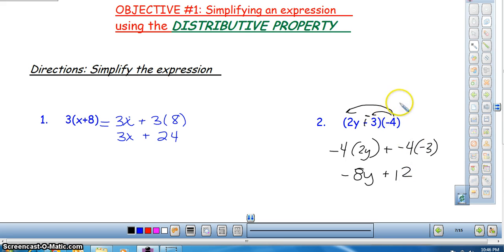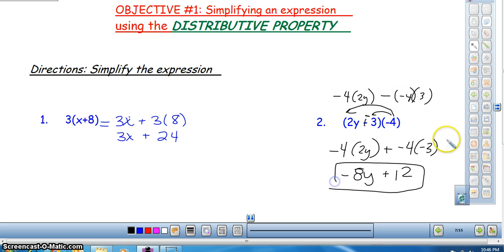Someone else said, well, Mrs. Thompson, can I think of it this way? Taking negative 4 times 2y, and then leave it as a minus. But then remember, you have to put the negative 4 times the 3. What's going to happen here? This is going to be the opposite of negative 4. The opposite of negative 4 is positive, and you will still end up with negative 8y plus 12.